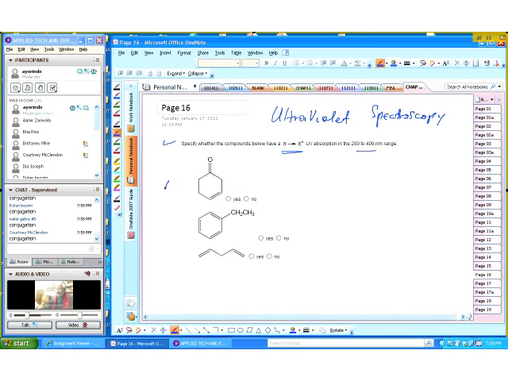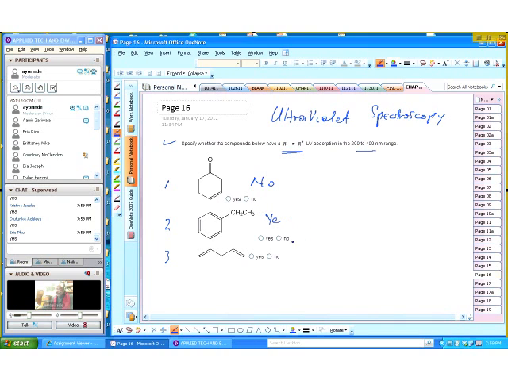Let us start with this. Let's say this is 1, 2, 3. Is 1 conjugated? No. So there will be no absorption. Very good. Is 2 conjugated? Yes. So we expect this to absorb in the UV spectrum.